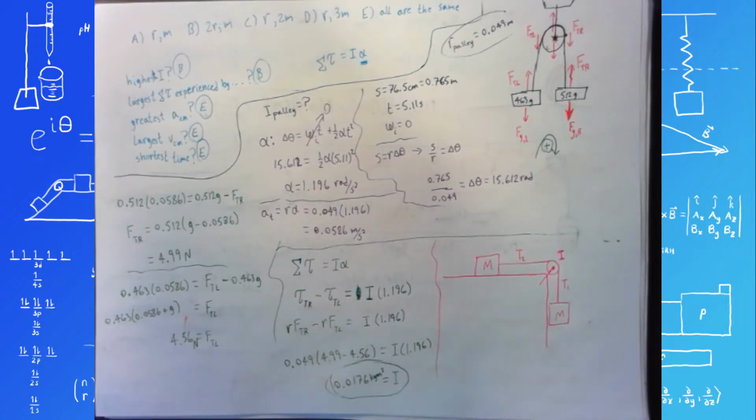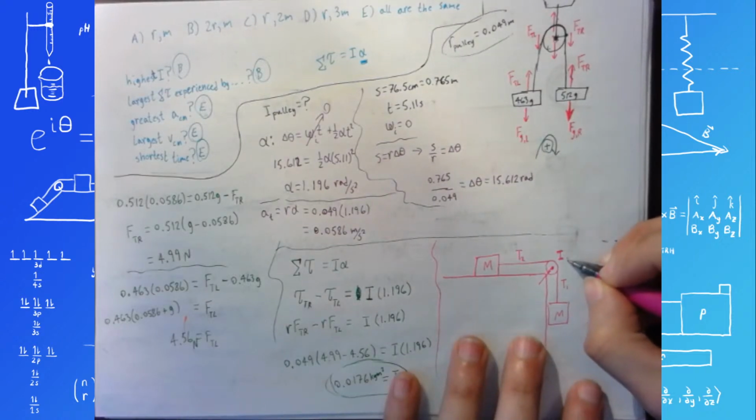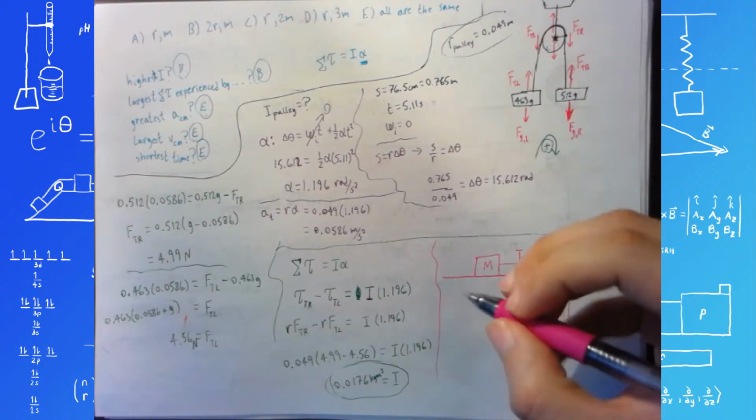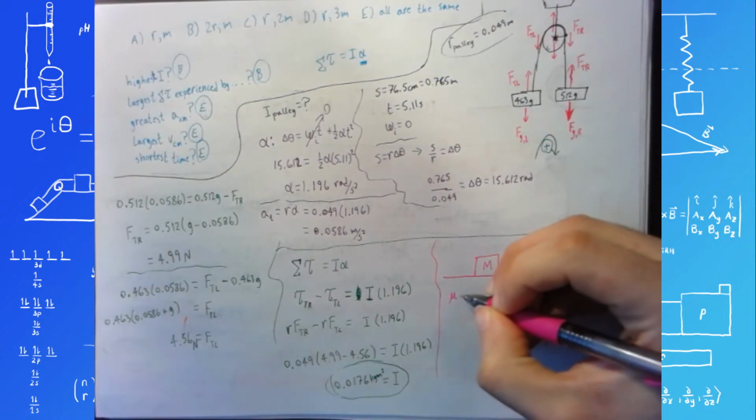And it says 2 identical blocks, each of mass big M, are connected by a light string over a frictionless pulley of radius R. So the radius of the pulley is R. And rotational inertia I. The string does not slip on the pulley, and it is not known whether or not there is friction between the plane and the sliding block.